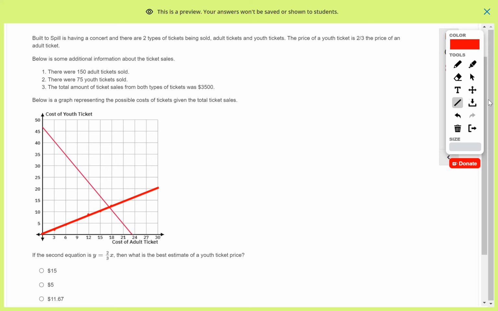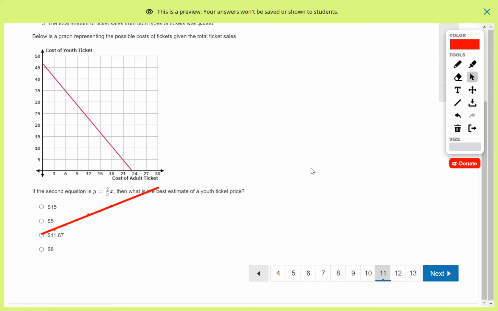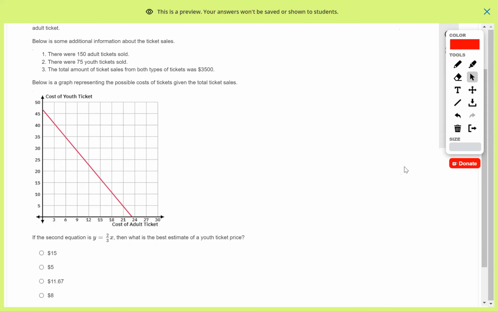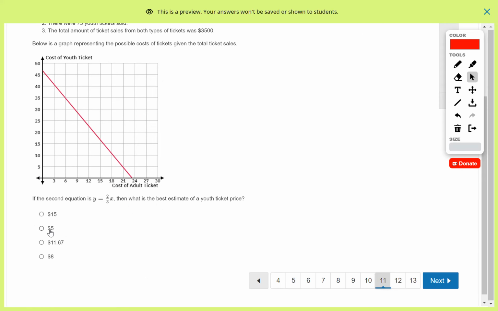And let's look at the answer choices. So I see, well, that's not super helpful. Let's just erase that. I've already identified my solution. I see 5, 8, 15, and 11.67 as my possible ticket prices. And that means that probably 11.67 is my ticket price because it most reasonably seems to match where my solution was on the lines or on the system.